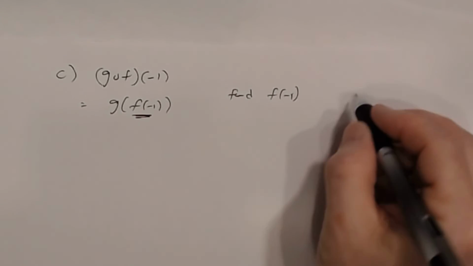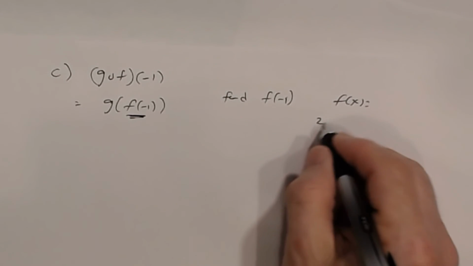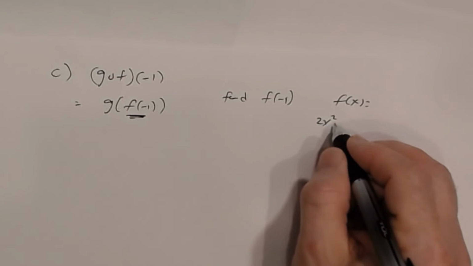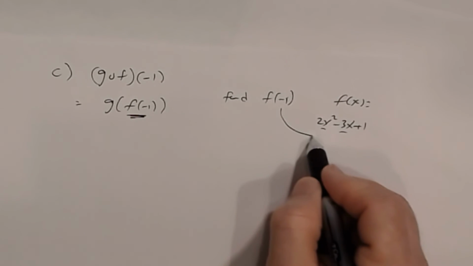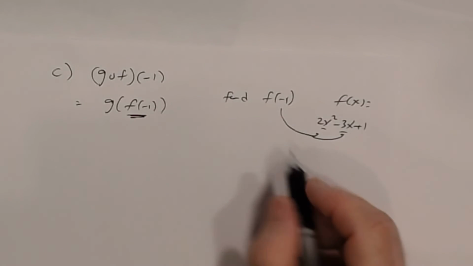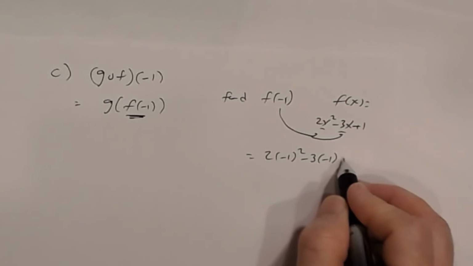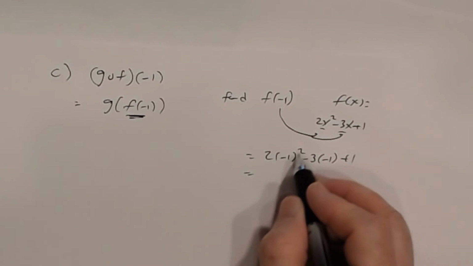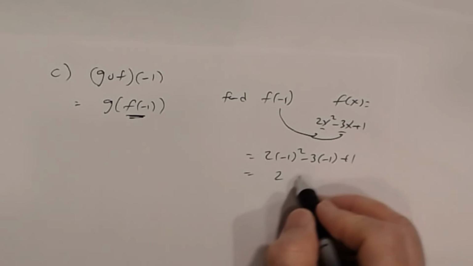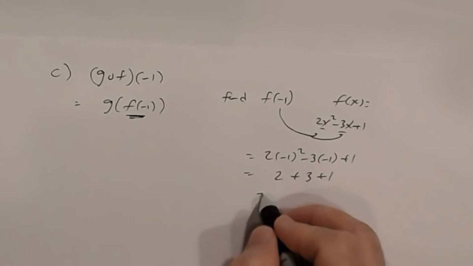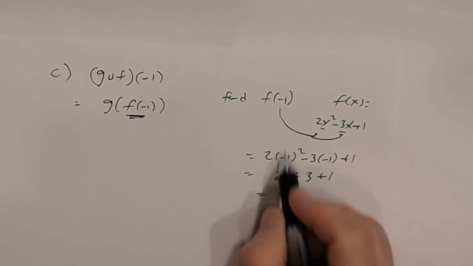Well, remember, to find f of -1, I've got to go to f of x. Well, f of x is, recall, this quadratic, 2x squared minus 3x plus 1. So where you see the variable x, I'm going to substitute -1. So this becomes 2 times -1 squared minus 3 times -1 plus 1. -1 times itself is 1. 1 times 2 is 2. -3 times -1 is a positive 3 plus 1. 2 plus 3 plus 1 is going to be 6. So f of -1 is 6.